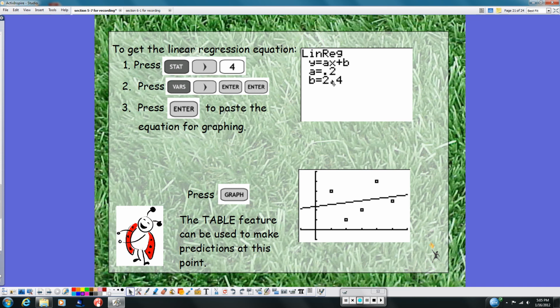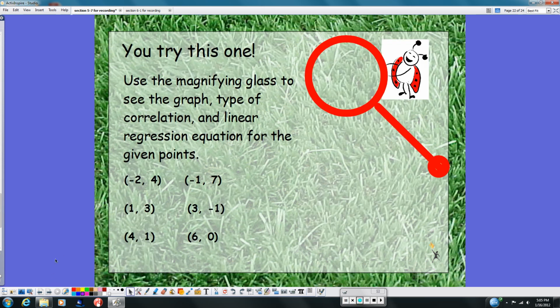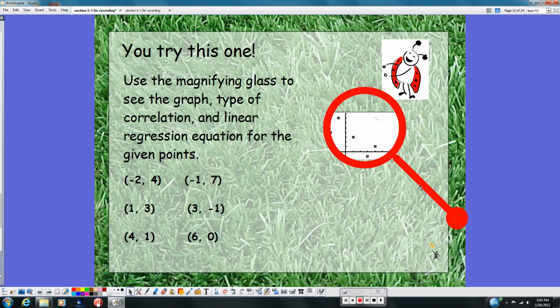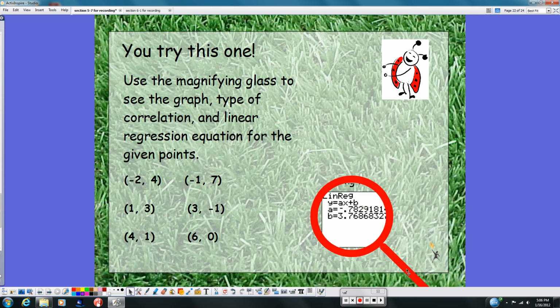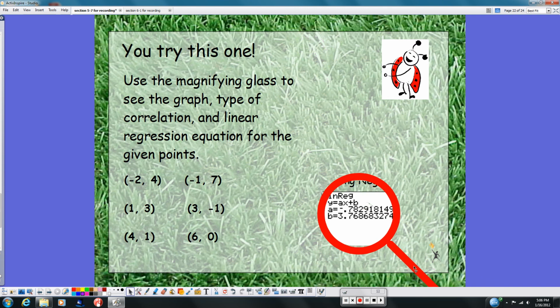Now, hopefully, the equation that you came up with matches what they come up with on the calculator, or is at least pretty close. So let's take a look here and see what type of correlation we have. For this one, we have a strong negative correlation. And again, our linear regression should be negative 0.78x plus 3.77.